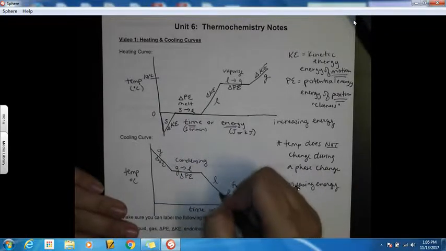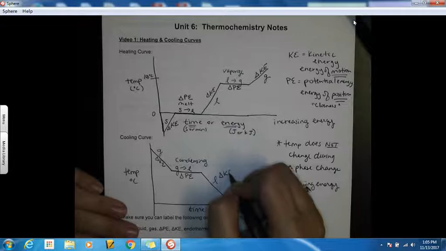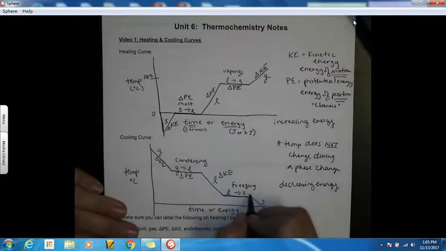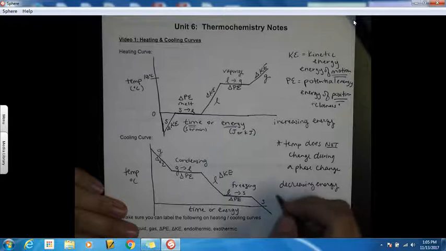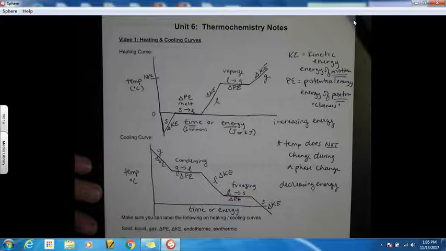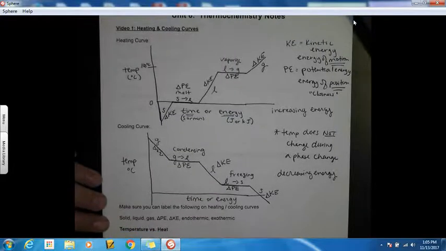And then the temperature is changing here, so there'll be a change in kinetic energy. Freezing, they're getting closer together, so that's a change in potential energy. And then finally, again, a change in temperature, so that's a change in kinetic. So anytime we have a change in temperature, we have a change in kinetic energy. Anytime we don't have a change in temperature, we're changing the position of the molecules, and so we're changing potential energy.